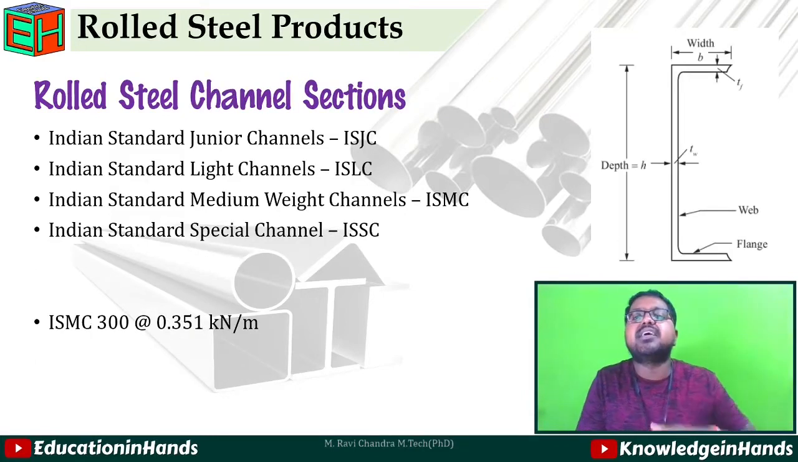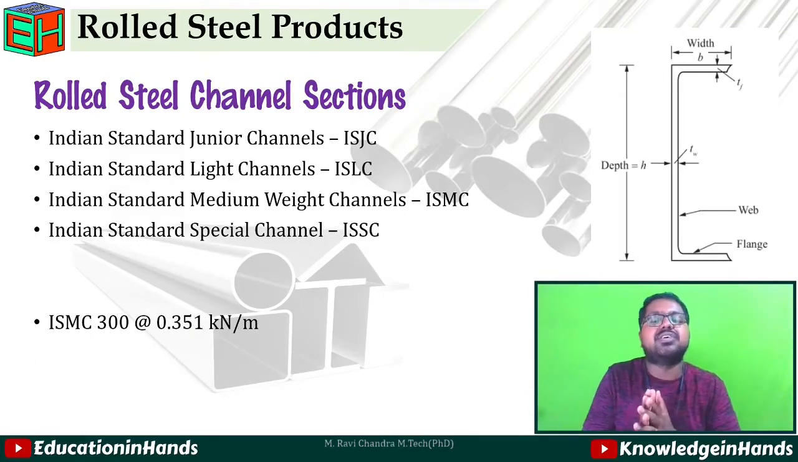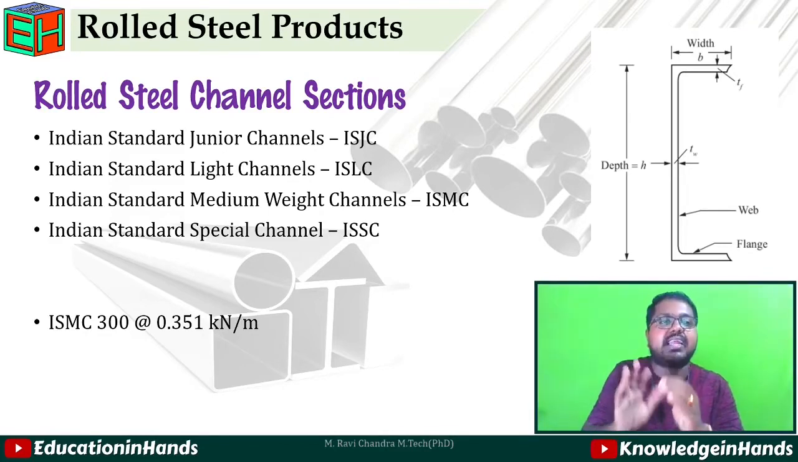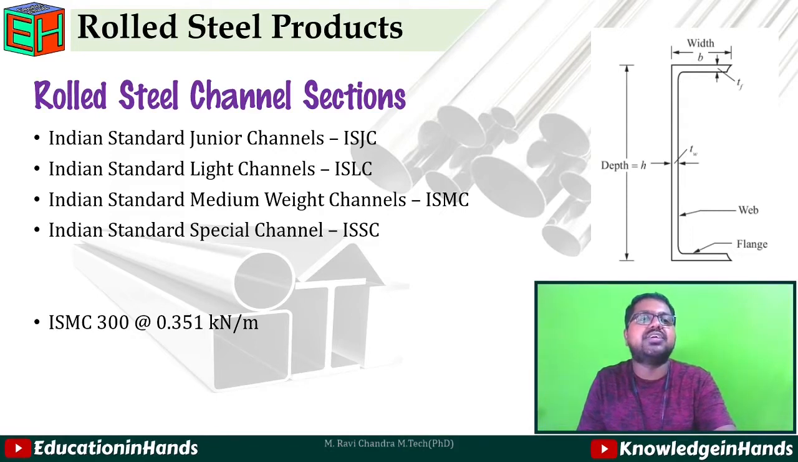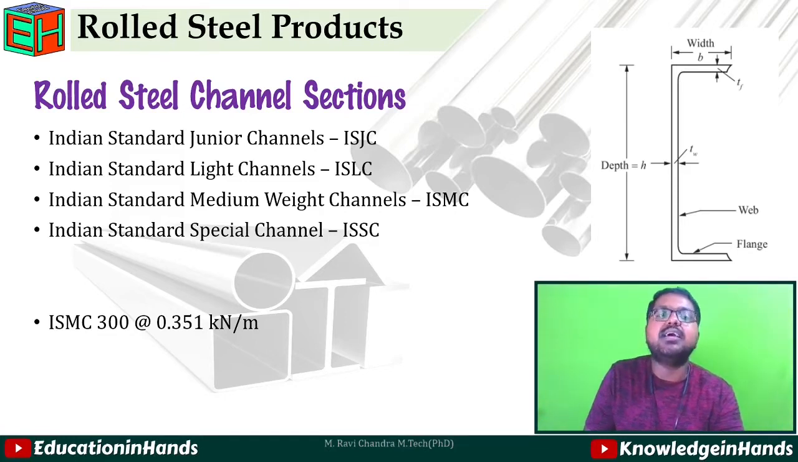The next one is rolled steel channel sections. Here also we are having four different categories, that is Indian Standard Junior channels, light channels, medium weight channels, and Indian Standard Special channels ISSC. So here also we are having the same criteria. We are having a flange, but it is like a half I section. Here we are having a flange on top and a flange on bottom, and we are having a web. Remaining terminology is the same as the I section.